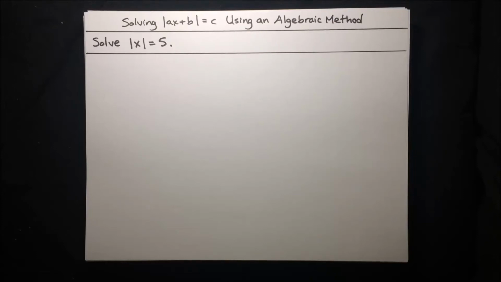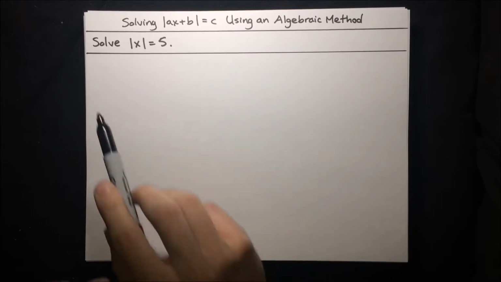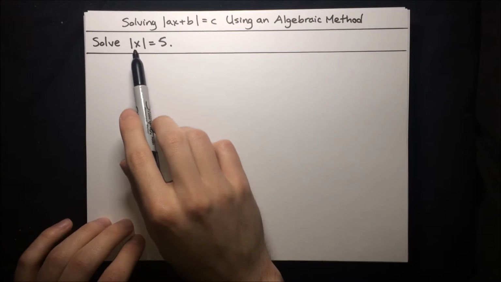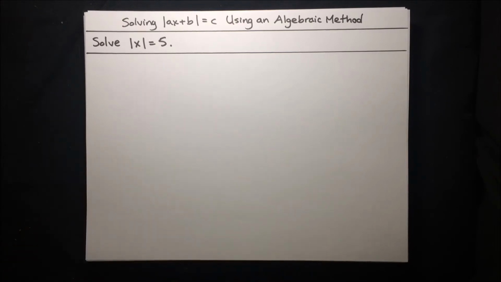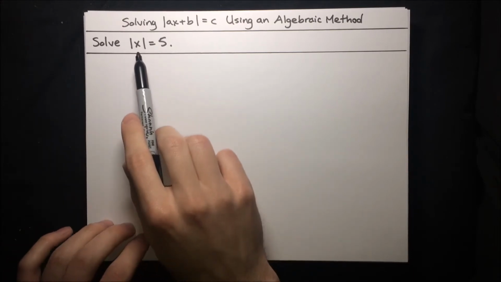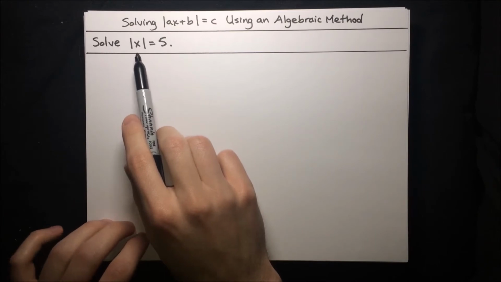In this video, I'm going to show you how to solve equations of the form absolute value of ax plus b equals c using an algebraic method. So here we want to solve the absolute value of x equals 5. Remember, the absolute value just works by stripping away any negative sign.